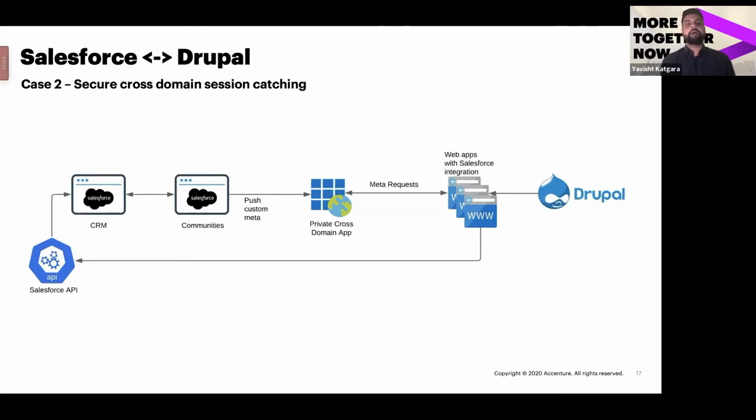Both websites use this private cross-domain app, which is pretty much a static website that runs JavaScript. Both the community CRM as well as the other front-end elements can use it, and it's as simple as just adding a script tag. Once this script tag is added, the meta request information can be exchanged between these websites securely. So let's say a Salesforce user logs in, and on that login event we push this custom meta, let's say a user ID, to our cross-domain app. Now, when the same user visits these other web apps, it can catch that meta request.